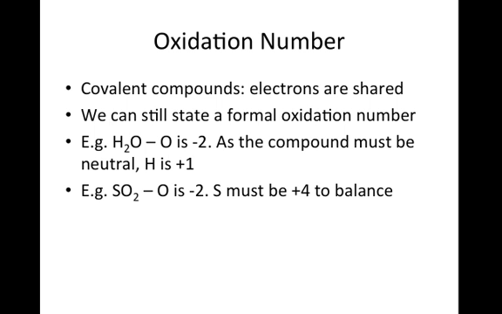Another example is SO2, sulfur dioxide. Oxygen is again more electronegative than sulfur. It shares 2 electrons, so therefore oxygen must be -2. Sulfur is less electronegative, so must have an oxidation state of +4 to balance out the 2 oxygens, so the compound as a whole is neutral.